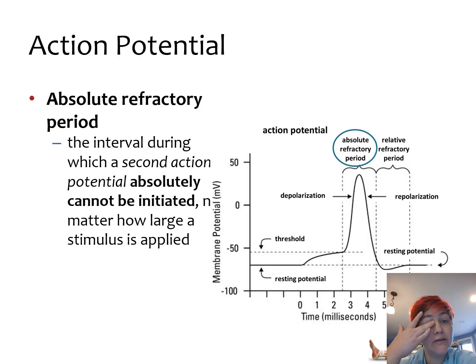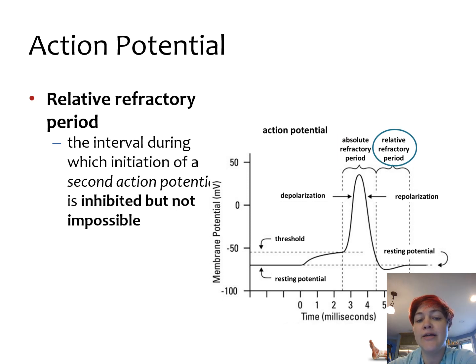Okay. Oh yeah, absolutely cannot be initiated. So you cannot get a second action potential during this refractory period. Absolutely not. No matter how large the stimulus is, it's just saying, nope, busy now, got other stuff that I'm doing. Not so much the case in the relative refractory. You can get it, it's just much harder. Your threshold stimulus has to be substantially higher than the initial threshold.